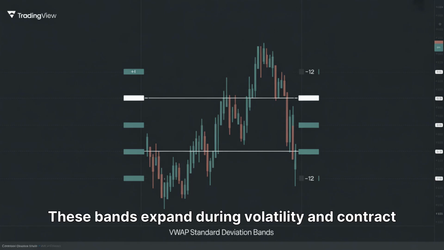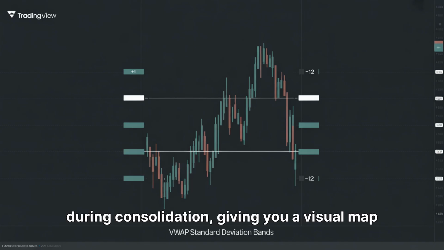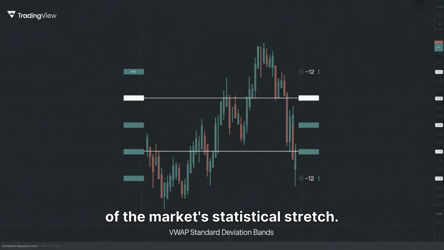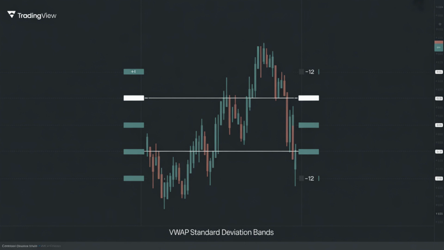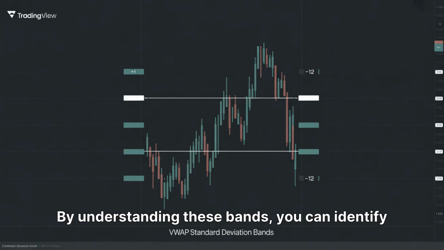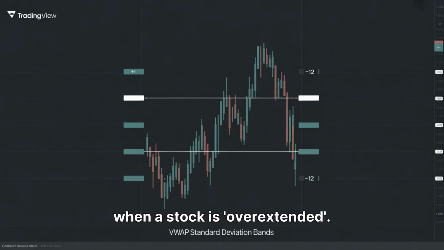These bands expand during volatility and contract during consolidation, giving you a visual map of the market's statistical stretch. Crossing between these zones signifies shifts in institutional urgency. By understanding these bands, you can identify when a stock is overextended.